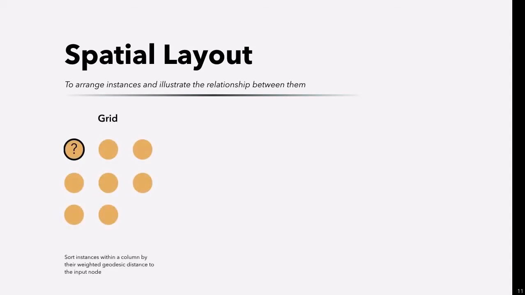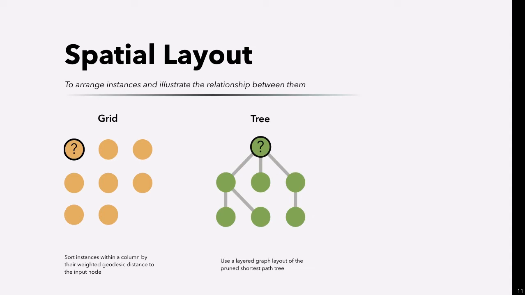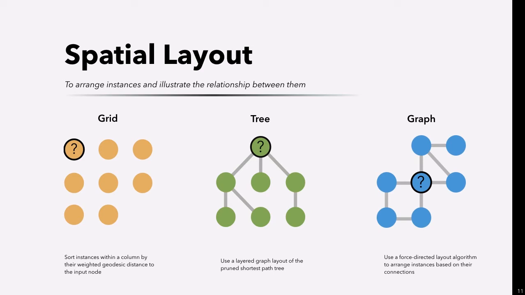And in order to organize and arrange the instances and display the relationship between them, we use three different spatial layouts. The first one is grid, where we just sort instances within a column by their distance to the input node. The second one is tree. It's basically the shortest path tree, but we use a layered graph layout to draw the nodes. And the last one is a graph. It uses a force-directed layout algorithm to arrange the instances by further considering the connections between them.